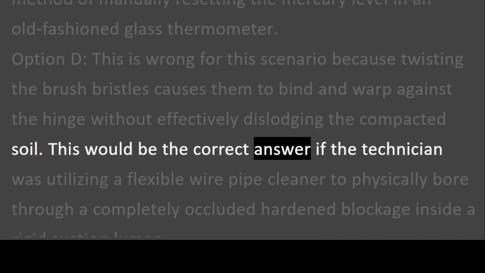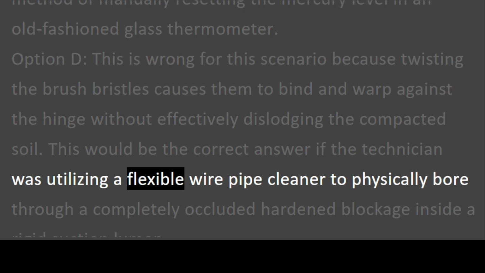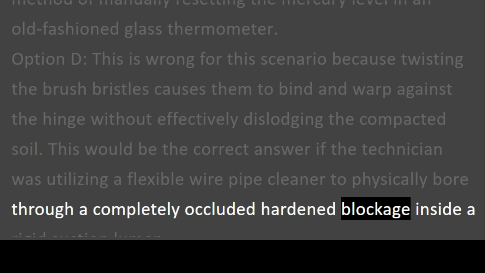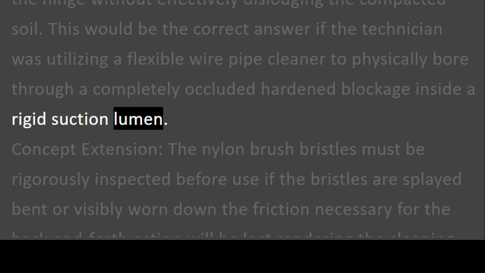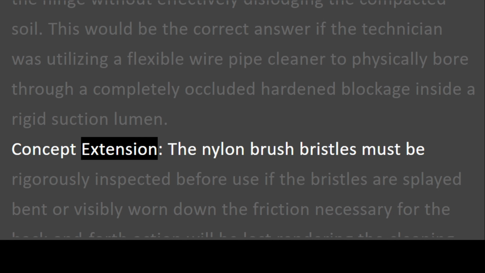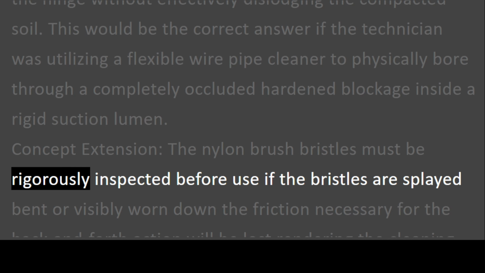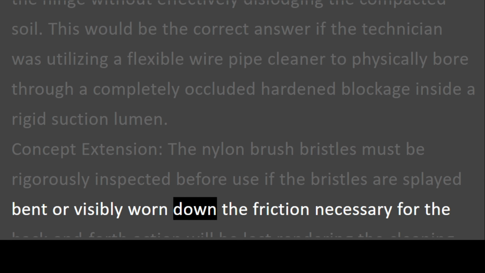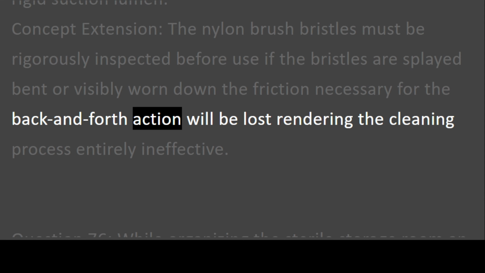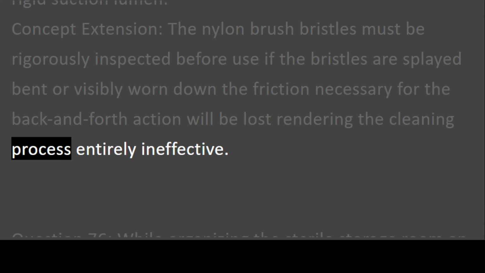This would be the correct answer if the technician was utilizing a flexible wire pipe cleaner to physically bore through a completely occluded hardened blockage inside a rigid suction lumen. Concept extension. The nylon brush bristles must be rigorously inspected before use. If the bristles are splayed, bent, or visibly worn down, the friction necessary for the back and forth action will be lost, rendering the cleaning process entirely ineffective.